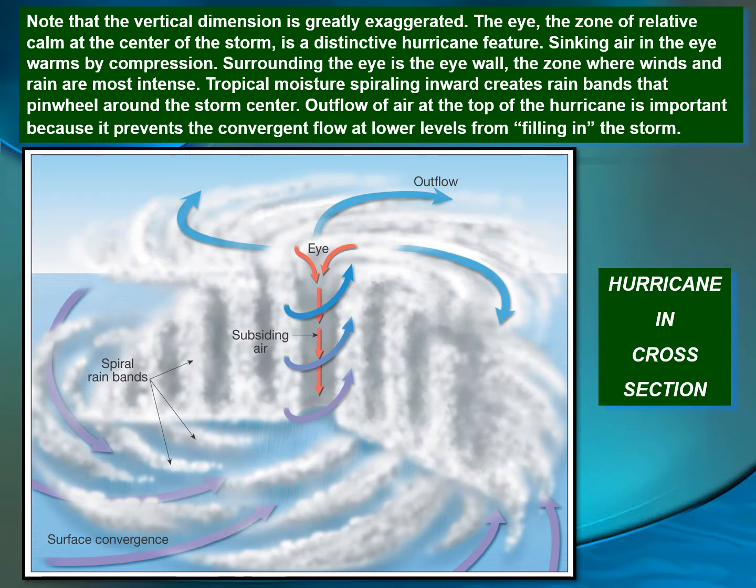Okay, so here's a nice cross section again, a little bit bigger this time. The eye is a zone of calm at the center of the storm. Again, the air within the eye is sinking and it's warming. The eye wall, again, your rain and your winds are going to be the most intense. Tropical moisture spiraling inward creates rain bands that pinwheel around the storm center. And that's a really good description of how this happens.